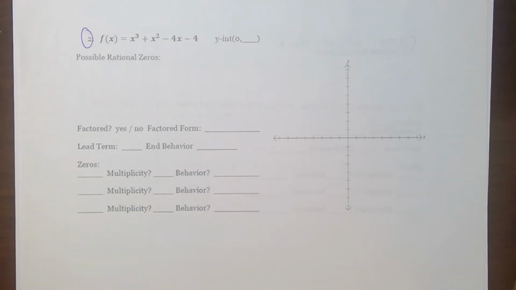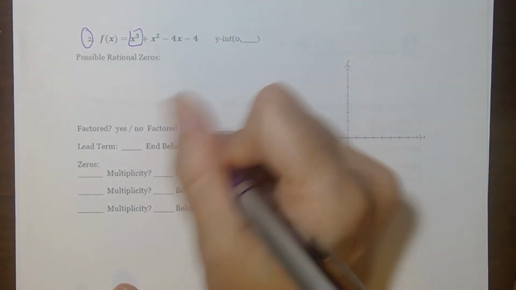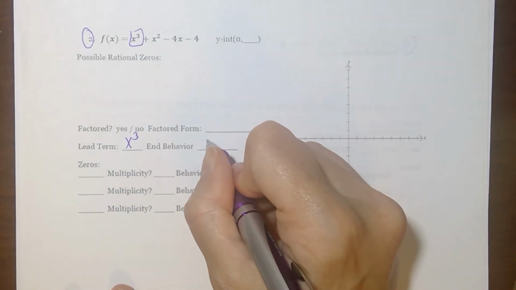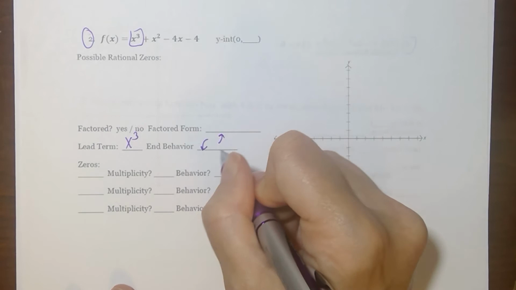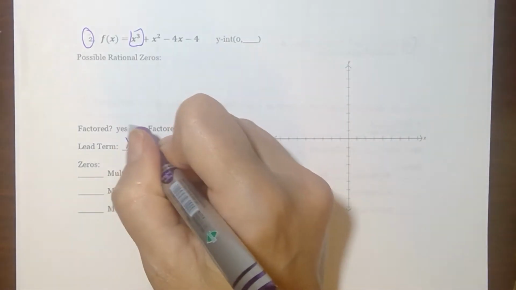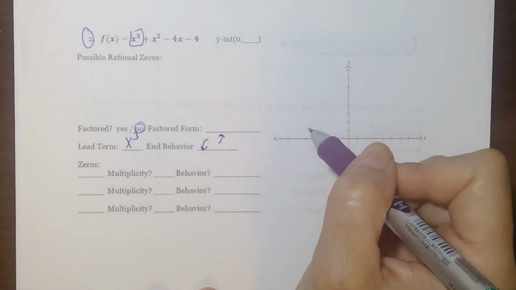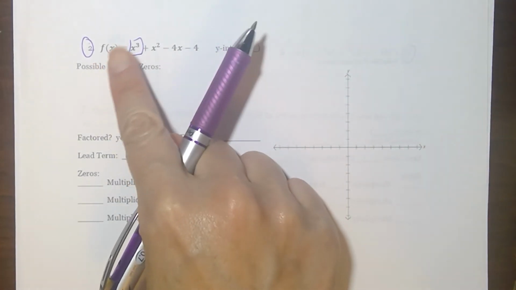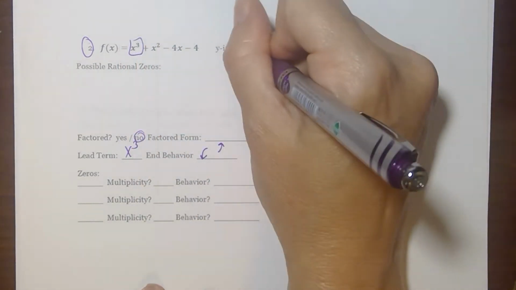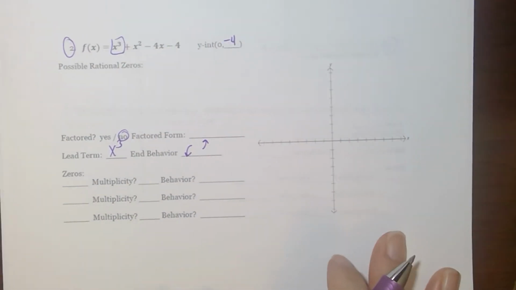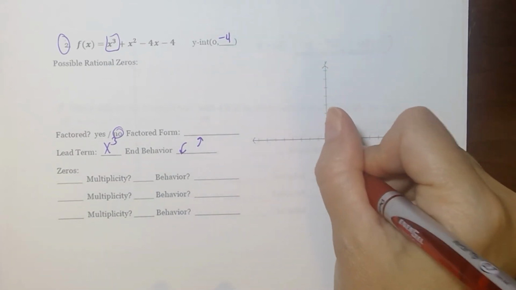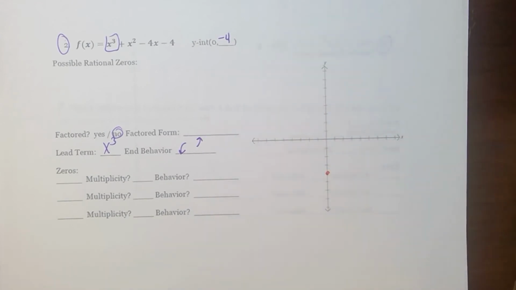We have our leading term given to us. I see that my leading term is x cubed right there. Positive coefficient, odd exponent, so my end behavior is going to be that it starts low, finishes high. It is not factored, so I'm going to have to do some work to get it factored. I can, however, look at it and know my y-intercept, because if I plug in 0, these terms all go to 0, and I'm left with negative 4. That's a point that's definitely going to be on my graph. 1, 2, 3, 4, 0, negative 4 is my y-intercept.